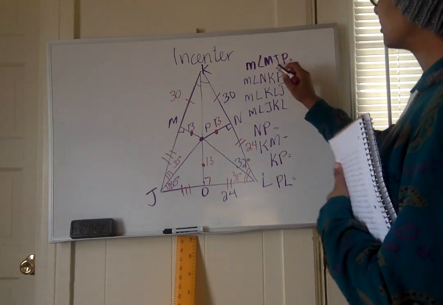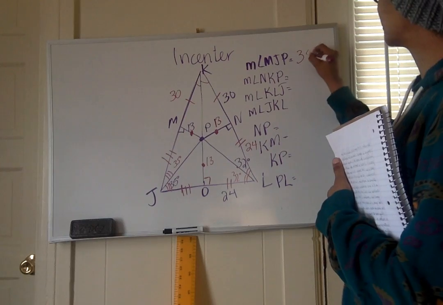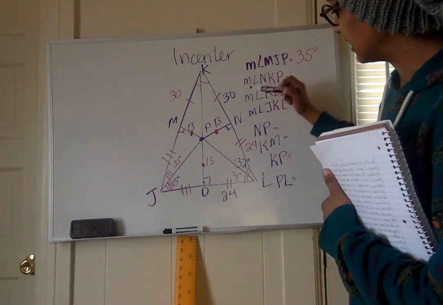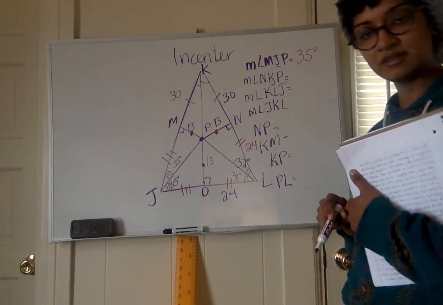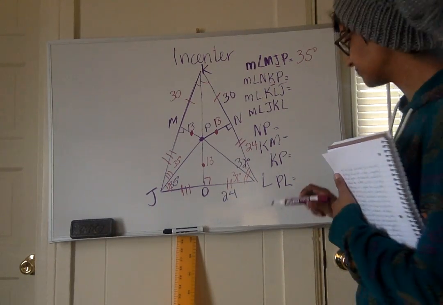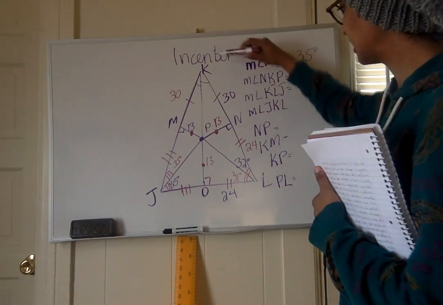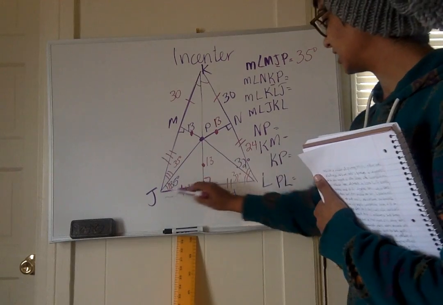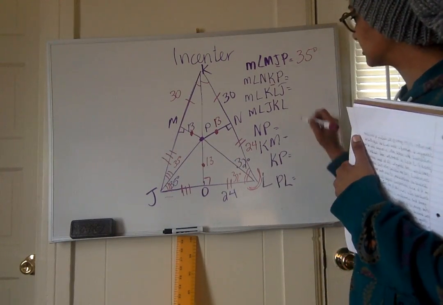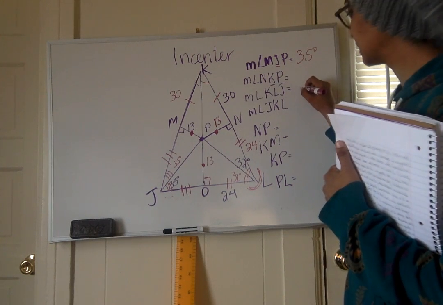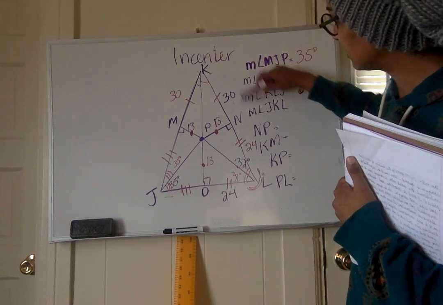Alright, let's see. Measure of angle MJP. MJP is going to be 35 degrees. We figured that out. Remember, the middle letter of your angle is the vertex of that angle. So I start K, and then we go to L, or no, K, yeah, K, L, J. That is this whole thing right here. I want to know the total. And 32 plus 32 is actually, KLJ is 64.